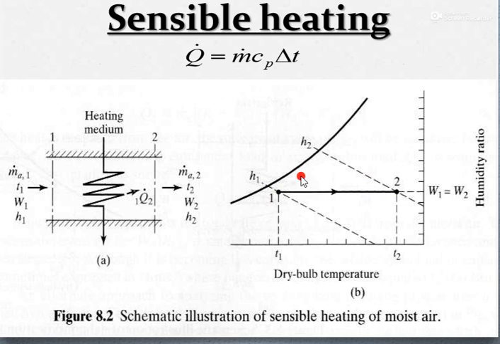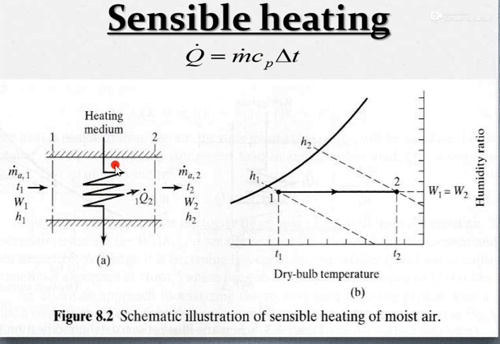If we are required to calculate the heat added to the moist air, by using this formula Q is equal to m dot Cp delta T, we can calculate the heat added to the air. So m dot is nothing but the mass of air being supplied, the rate of the mass of air being supplied to this heating space.